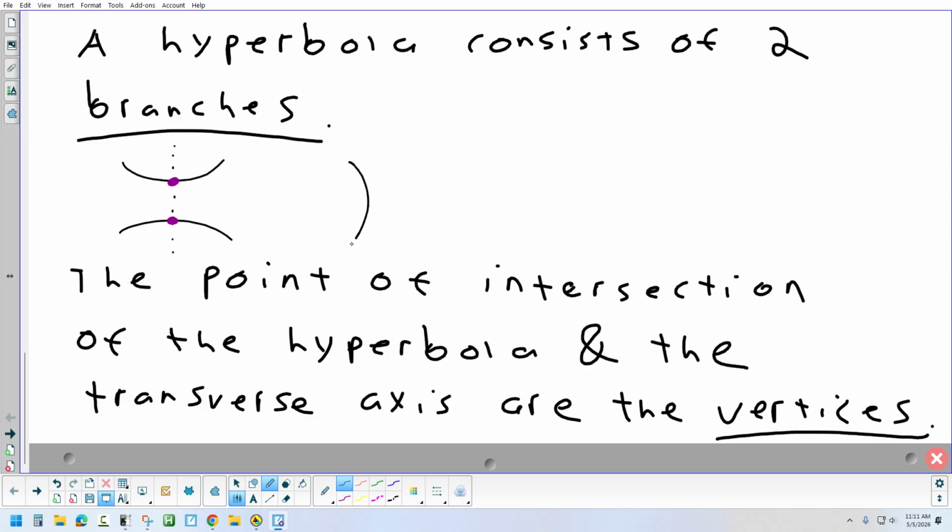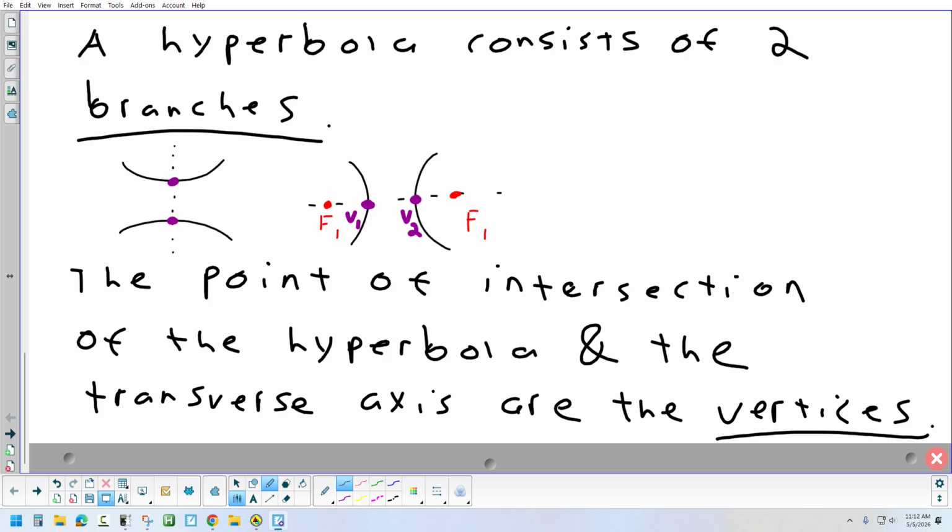If I drew it this way, that's a vertex, that's a vertex. So think about where the vertices are and where the foci are. That's a vertex, that's a vertex. That could be a focus, that could be a focus.